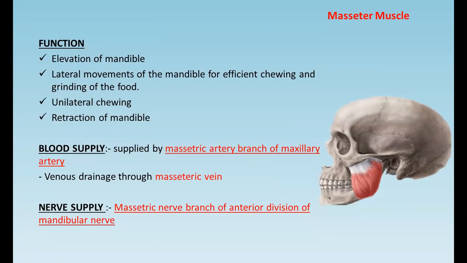The functions of masseter are elevation of mandible, lateral movement of mandible for efficient chewing and grinding of the food, unilateral chewing, and retraction of mandible. The blood supply of masseter is by the masseteric artery, which is a branch of maxillary artery, and the venous drainage is through the masseteric vein. The nerve supply is through the masseteric nerve, which is a branch of the anterior division of mandibular nerve.